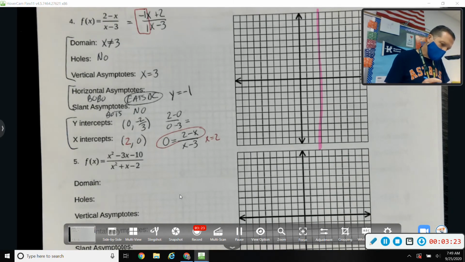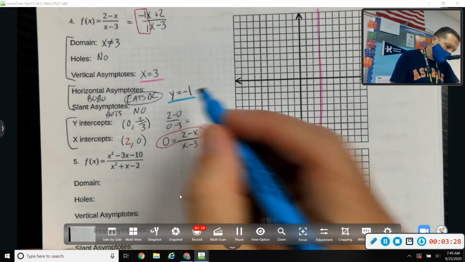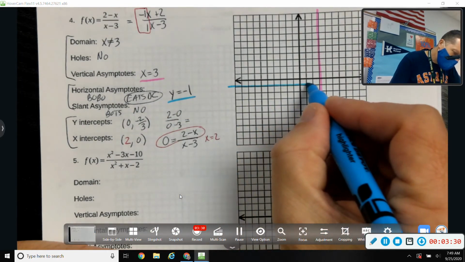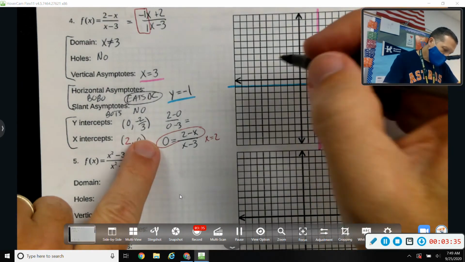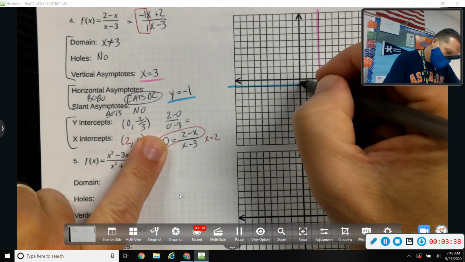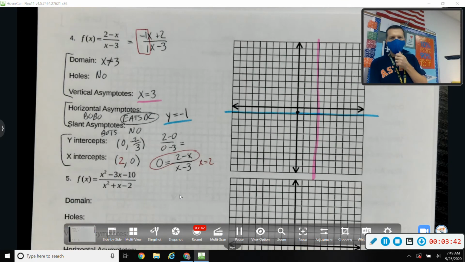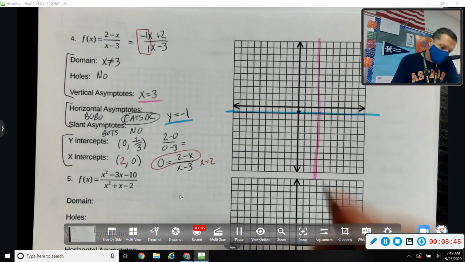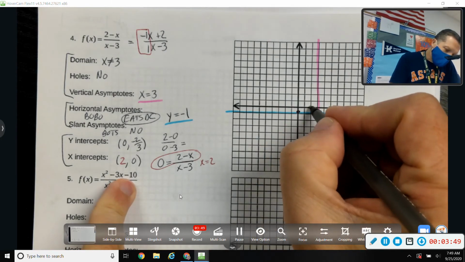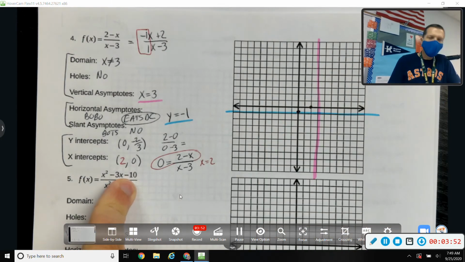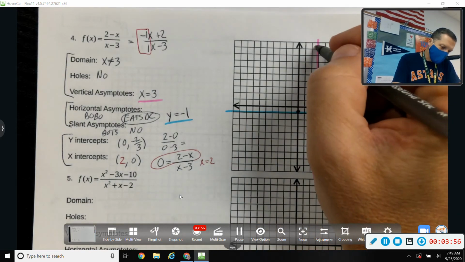So x equals 3. Y equals negative 1. Y-intercept at 0, negative 2/3. Again, I'm not getting out a microscope and a ruler, but you better put it in between the right numbers anyway. And then 2, 0 for an x-intercept. So I feel pretty good about this left-hand branch. I got 2 points over there.